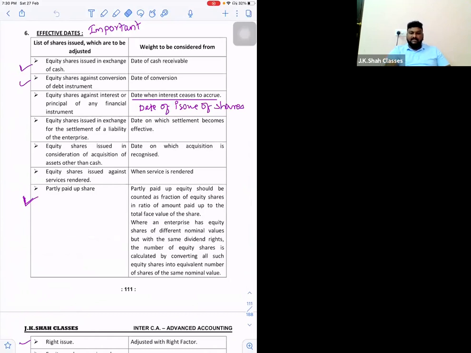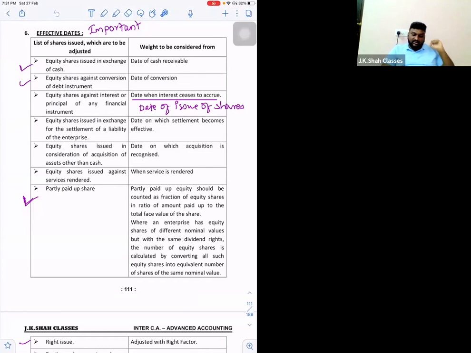This table has come in the exam. This table will be helpful for calculating the Vains. These are the various types of shares or various situations in which you are issuing shares. What should be the time factor, or from when should the time factor be considered for the purpose of calculating the weighted average number of shares?